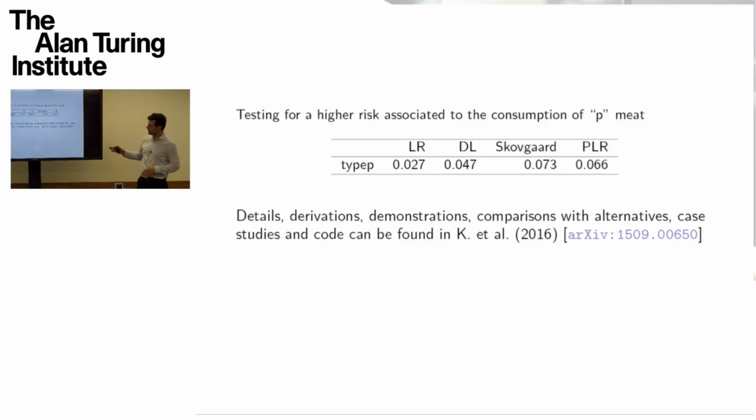If you want to see details, derivations, demonstrations, comparisons with alternatives, other case studies and code, take a look at the preprint of our paper, written with Cristiano Varin and Anna Maria Gollo from the University of Venice and the University of Padova, respectively.